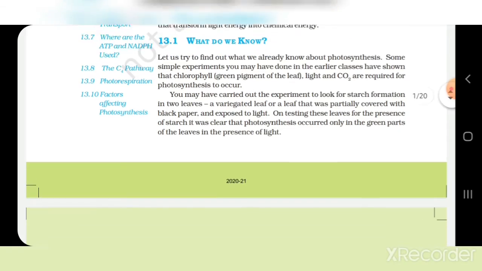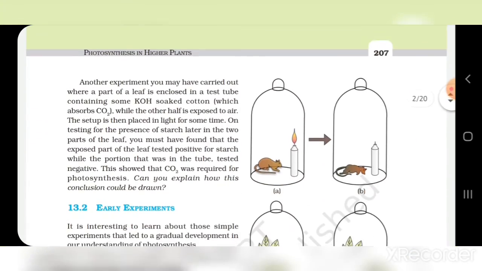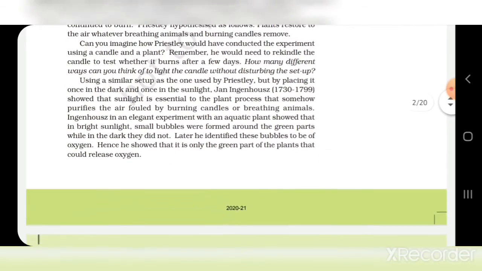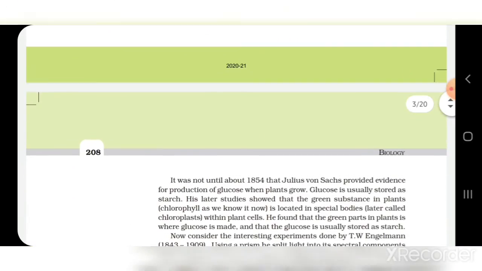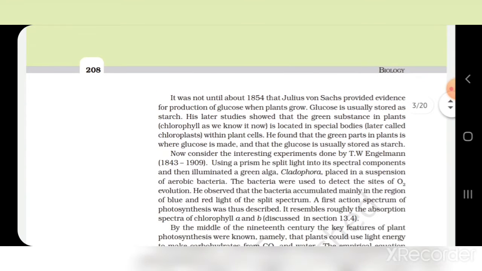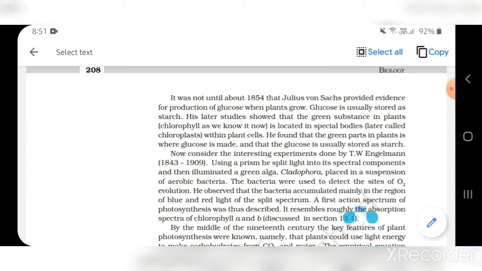Okay, so this experiment was carried out by various scientists to know the details of photosynthesis.